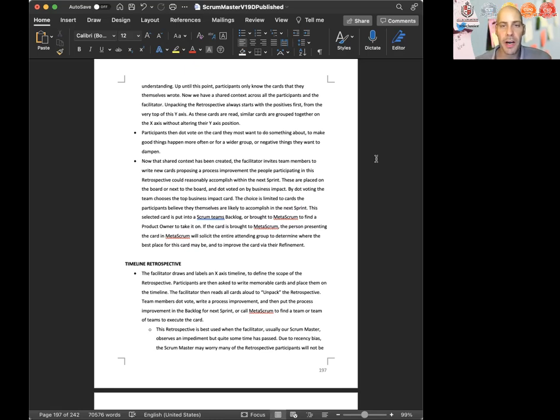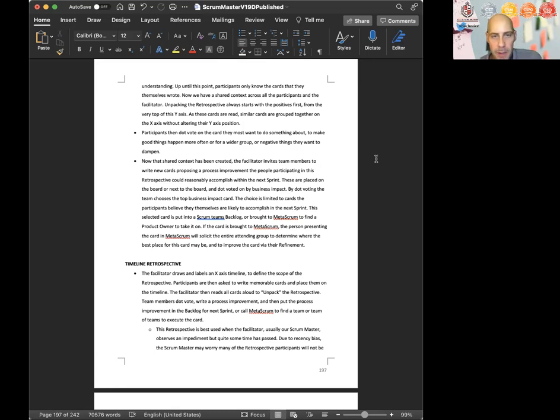Participants then dot vote on the card they most want to do something about, to make good things happen more often, or for a wider group, or negative things they want to dampen or reduce. Now that shared context has been created, the facilitator invites team members to write new cards, proposing a process improvement the people participating in this retrospective could reasonably accomplish within the next sprint. These are placed on the board or next to the board and dot voted on by business impact. By dot voting, the team chooses the top business impact card. The choice is limited to cards the participants believe they themselves are likely to accomplish in the next sprint.